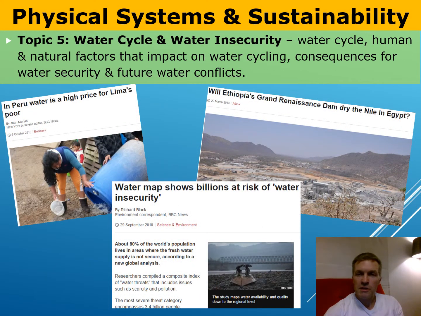Water insecurity, seemingly it's going to be the cause of the next big conflict. We can see that happening in Ethiopia and Egypt now. But we're looking at the positive sides as well. What are we doing that's really good in conserving water and making more water available? So it's not all about conflict.